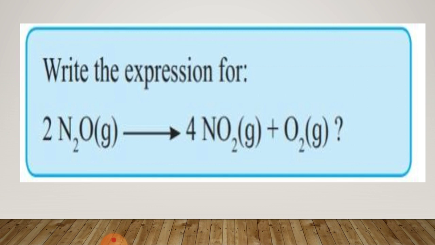In the last lecture, I gave a reaction and asked you to write down its instantaneous rate of reaction. Write the expression for 2N2O gives 4NO2 plus O2. How many of you have done it? Let us check whether it is right or not.